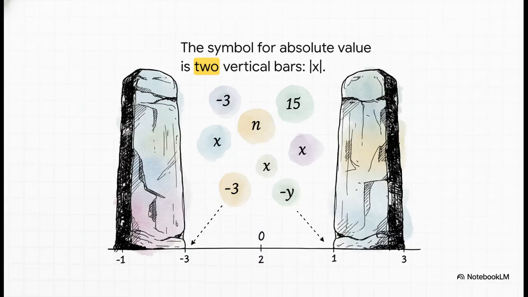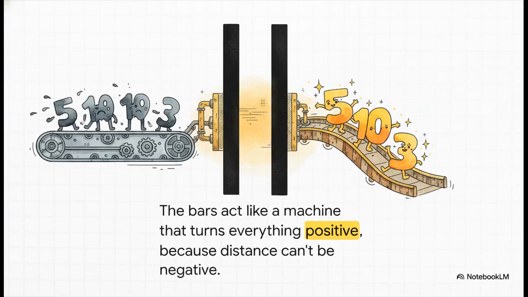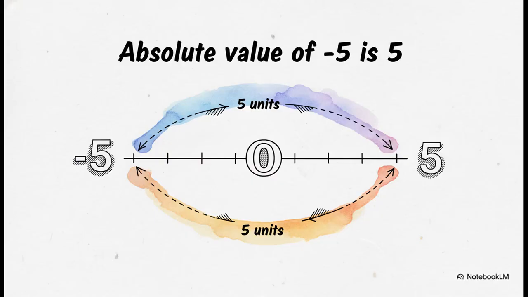And in math, of course, we have a symbol for this. It's these two vertical bars. When you see a number tucked inside these bars, it's just a signal, a command, to find that number's distance from zero. An easy way to think about it is like, these bars are a little positivity machine. Any number you drop in, whether it's positive or negative, comes out positive. Why? Because think about it, you can't travel a negative distance, right? So let's try it out.